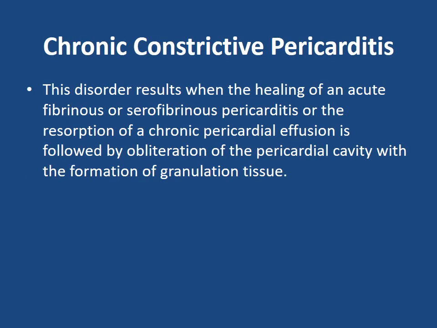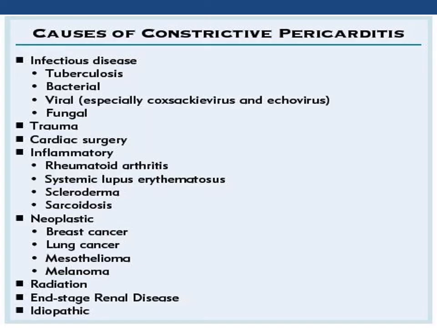Now we will move towards another important pericardial disease, chronic constrictive pericarditis. This disorder results when the healing of an acute fibrinous or pseudofibrinous pericarditis, or resorption of a chronic pericardial effusion, is followed by obliteration of the pericardial cavity with formation of granulation tissue. These are the causes of chronic constrictive pericarditis. These causes are almost the same as we have discussed in pericardial effusion: infectious causes, trauma, cardiac surgery, inflammatory diseases, neoplastic radiation, end-stage renal diseases, and idiopathic causes.